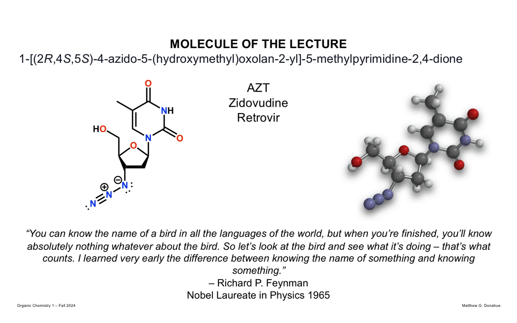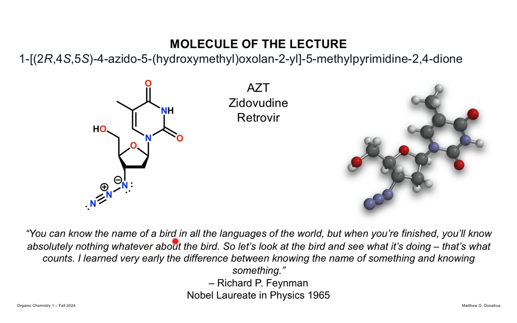So what's important about AZT? Why are we starting with a complex molecule, the first lecture of organic chemistry? I want to read this quote by Richard Feynman, who is the Nobel laureate in physics in 1965, to put into perspective what we're going to do in this class.